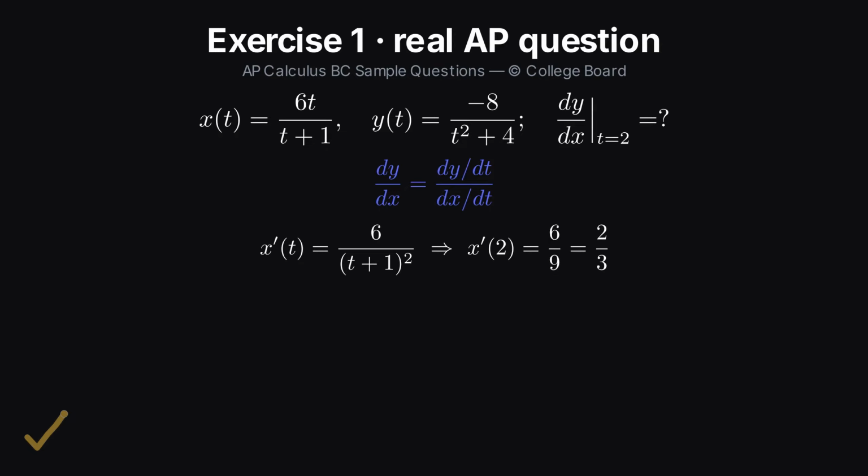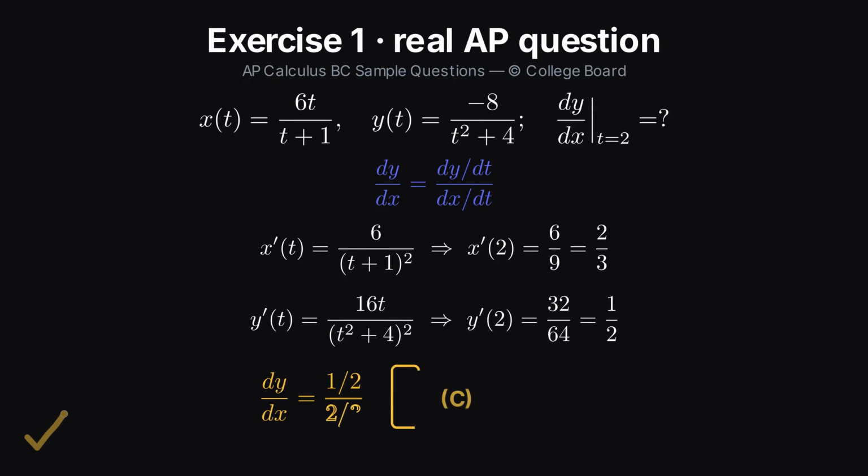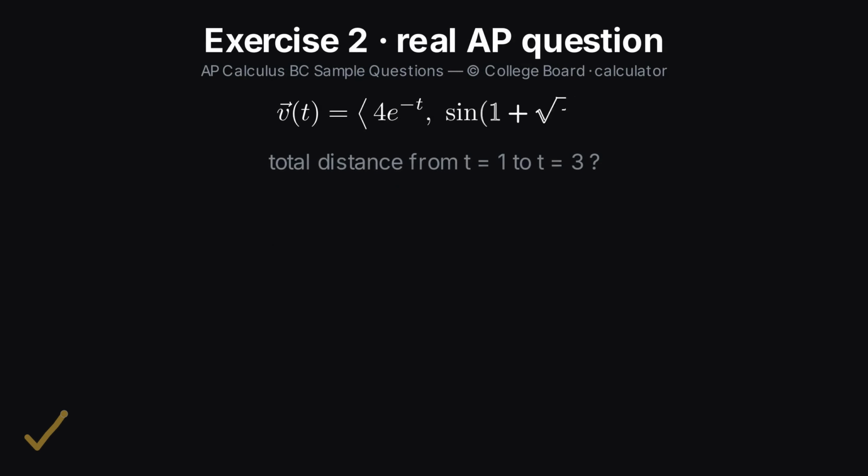First, x prime of t by the quotient rule, that's 6 over (t plus 1) squared. At t equals 2, that's 6 over 9, which is 2/3. Now y prime of t by the chain rule, that's 16t over (t squared plus 4) squared. At t equals 2, that's 32 over 64, 1/2. So the slope is 1/2 divided by 2/3, which is 3/4. That's answer C.